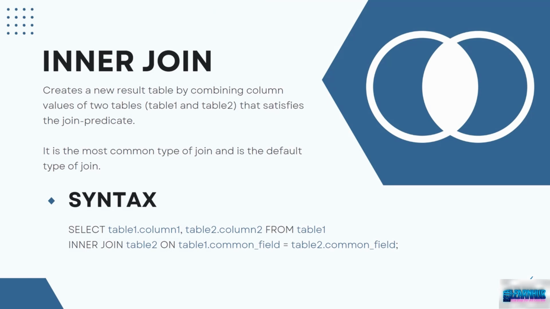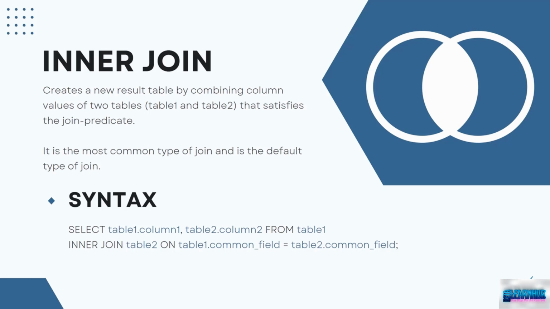The inner join creates a new result table by combining column values of two tables, table 1 and table 2, based upon the join predicate. The query compares each row of table 1 with each row of table 2 to find all pairs of rows which satisfy the join predicate. When the join predicate is satisfied, column values for each matched pair of rows of table 1 and table 2 are combined into a result row.